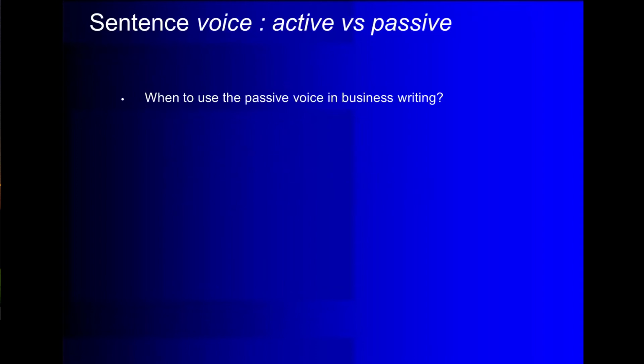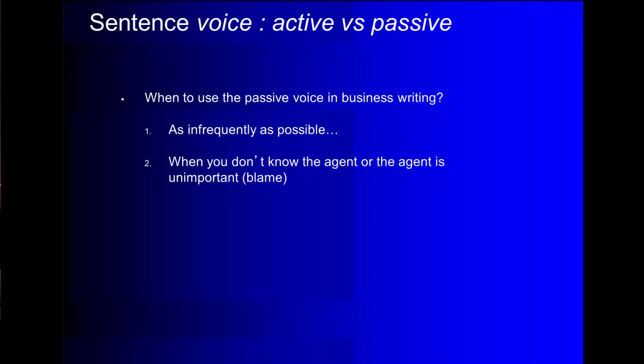What are those exceptions? Okay. So you use the passive voice in business writing as infrequently as possible. But when you don't know the agent or the agent is unimportant, in other words, when you don't want to blame someone for something, you can use the passive. So imagine this sentence. We were robbed. Okay, so who robbed you? Does it matter? Do you know even? Maybe you don't. So we were robbed is a perfectly legitimate passive sentence, right? It's perfectly okay to say we were robbed, right?